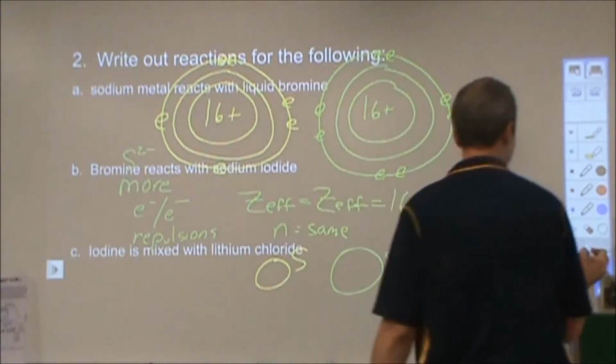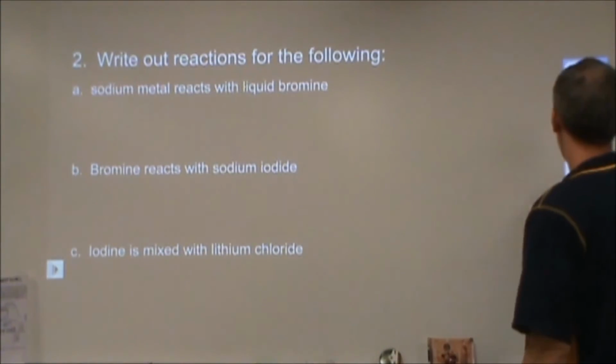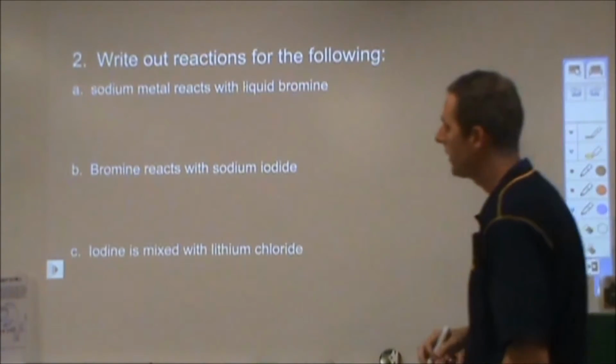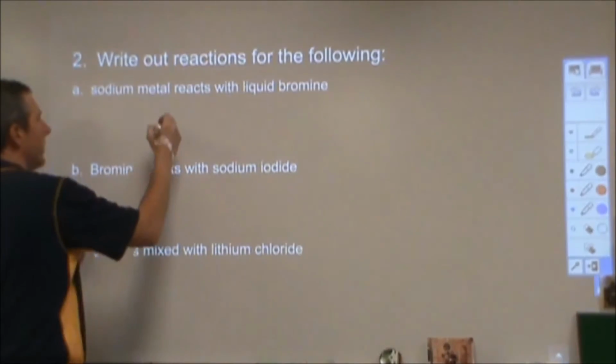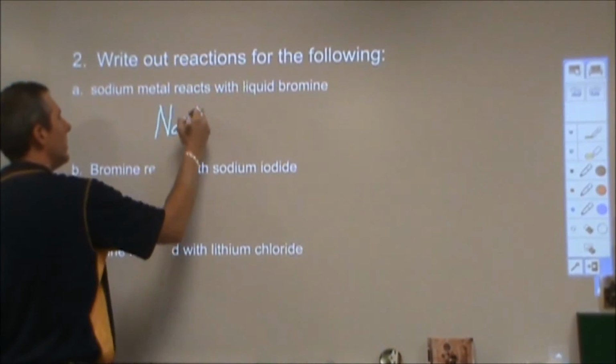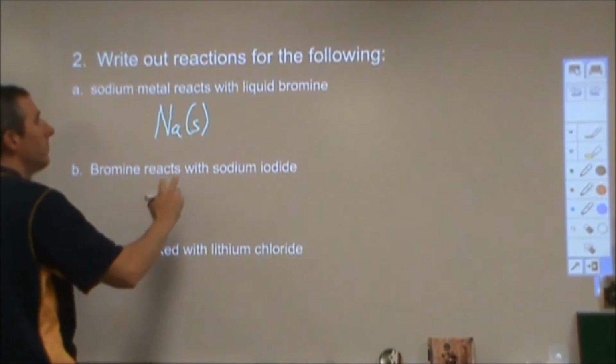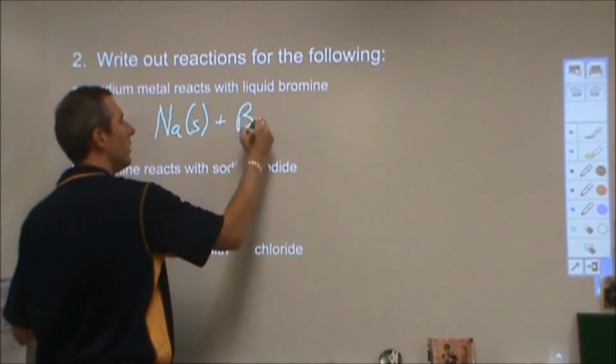Alright, next we're going to go through and do some chemical reactions. I'm going to go ahead and write them out. I'm going to write these out in molecular, not net ionic. So sodium metal, sodium solid, reacts with liquid bromine. That would be cool.